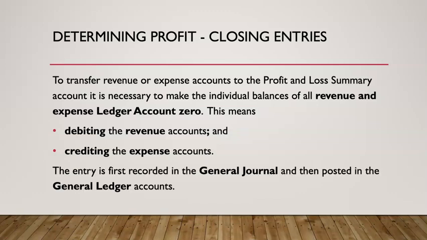When we do this, because we are doing a debit and a credit, these entries are actually going to be recorded in the general journal first and then the general ledger. Let's go through an example that explains this.